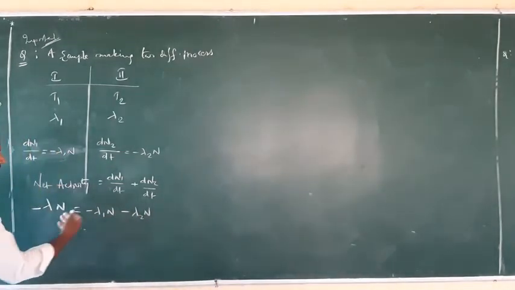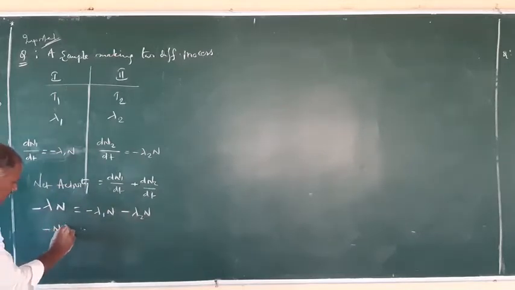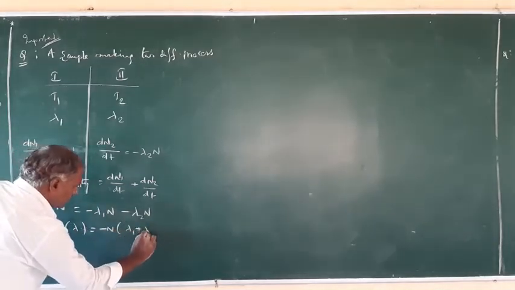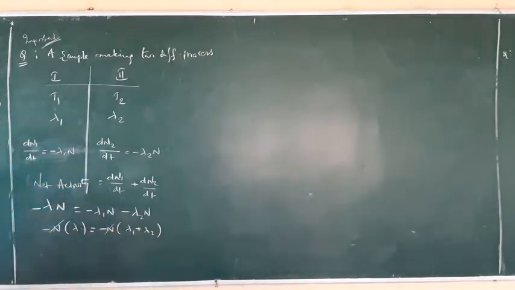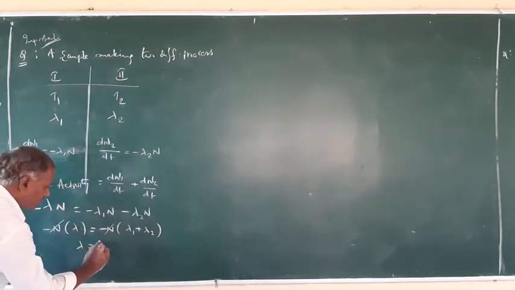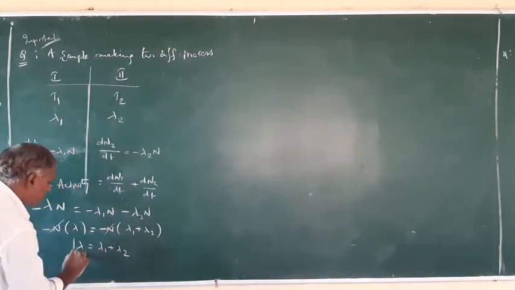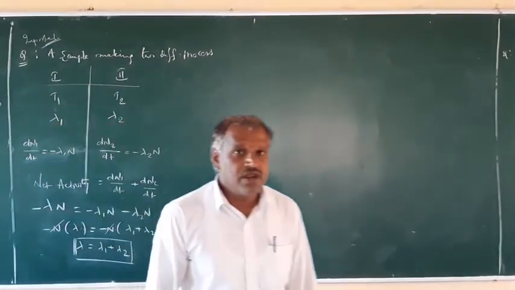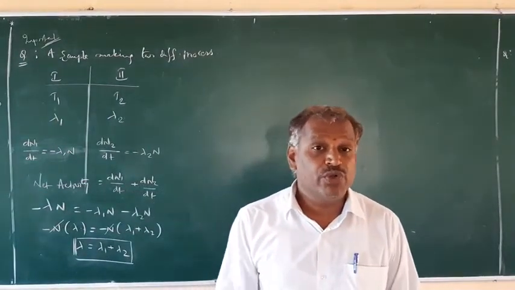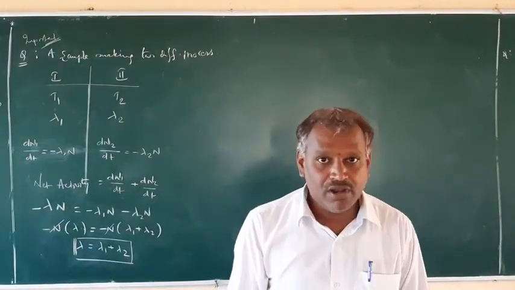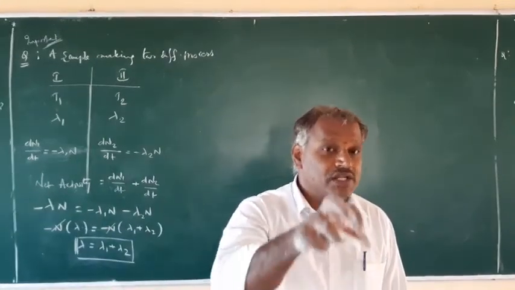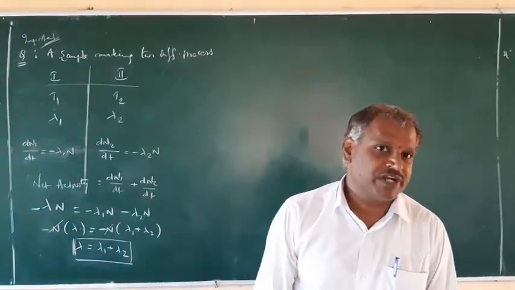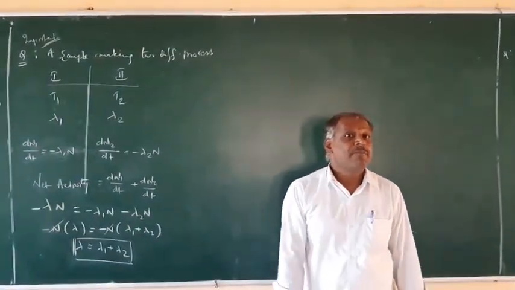So if you take minus N in common, lambda is equal to lambda 1 plus lambda 2. So this minus N gets cancelled. Here the net decay constant is given by just the addition of individual decay constants whenever we have parallel decay, or simultaneously a number of processes for a given radioactive sample. The resultant or effective radioactive decay constant is nothing but the sum of individual decay constants for the respective processes. Right? That is called parallel decay.